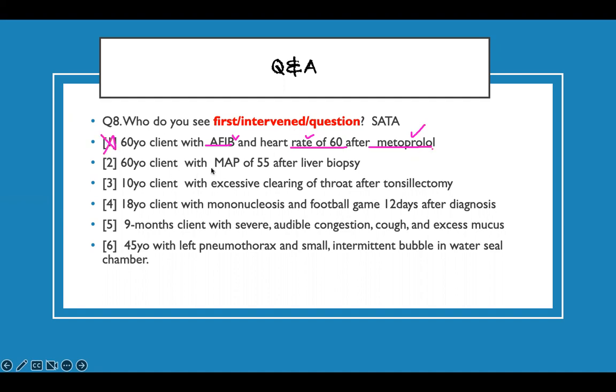A 60-year-old client with a MAP of 55 after liver biopsy. A good one. What is your MAP?